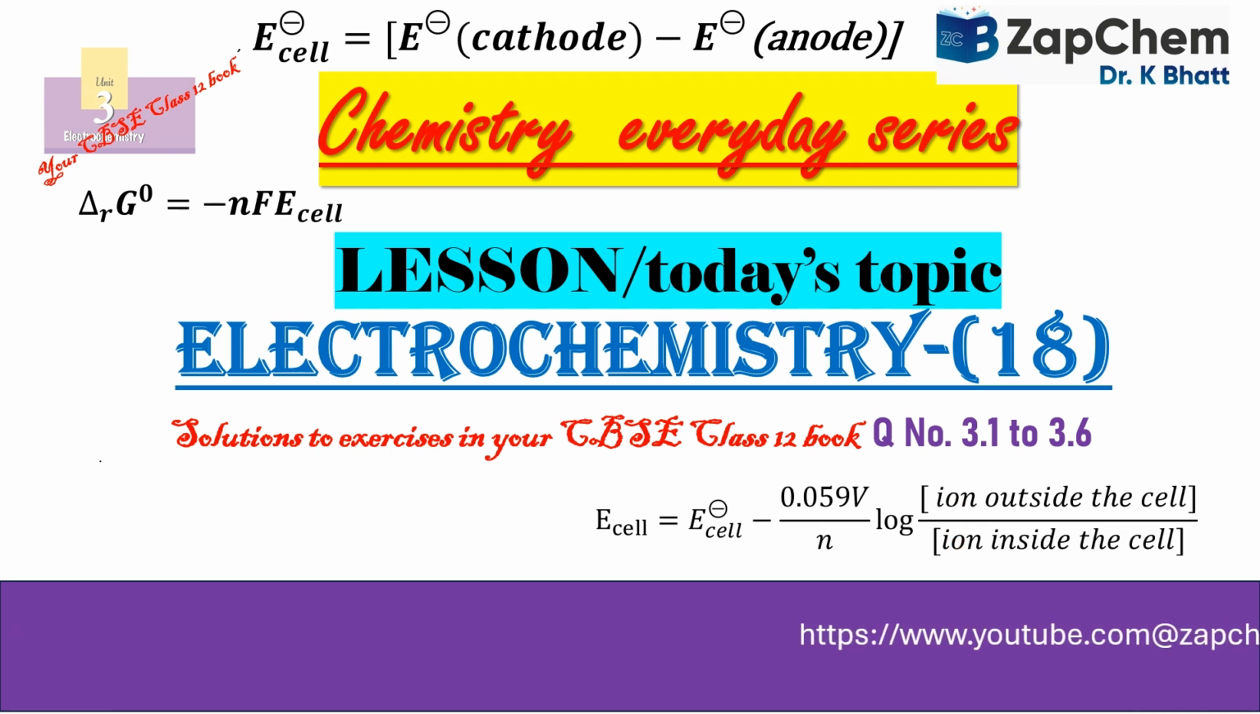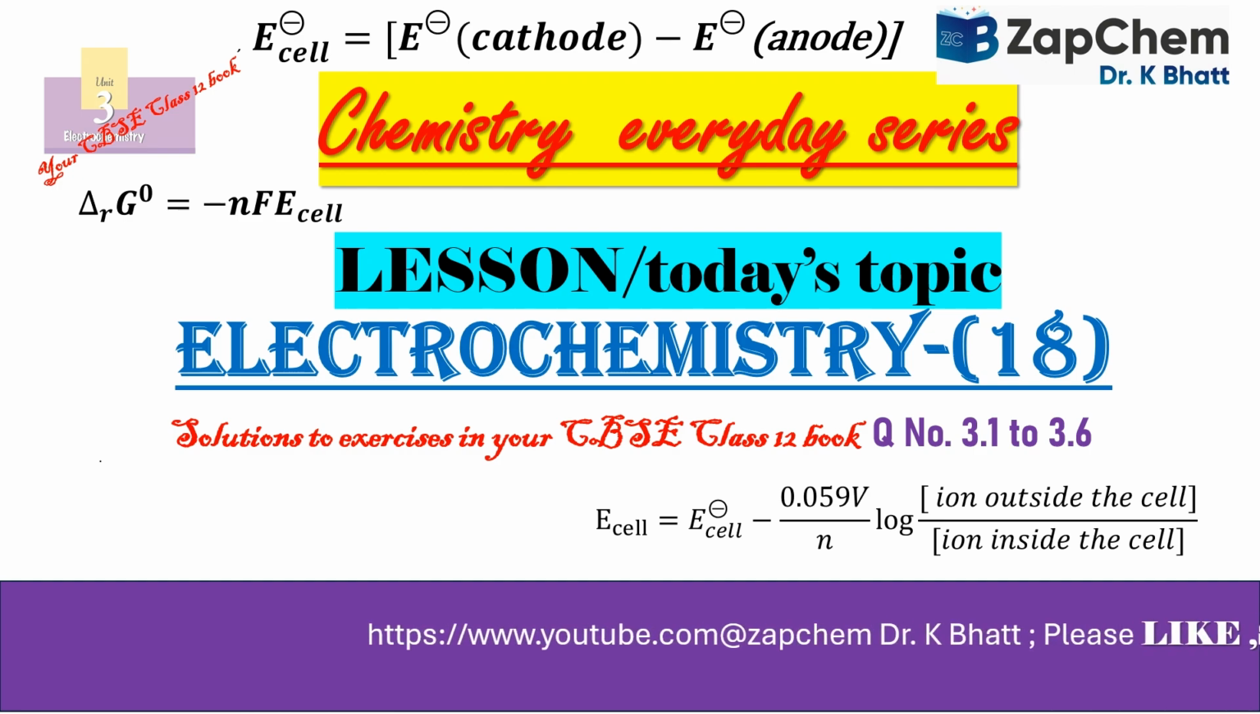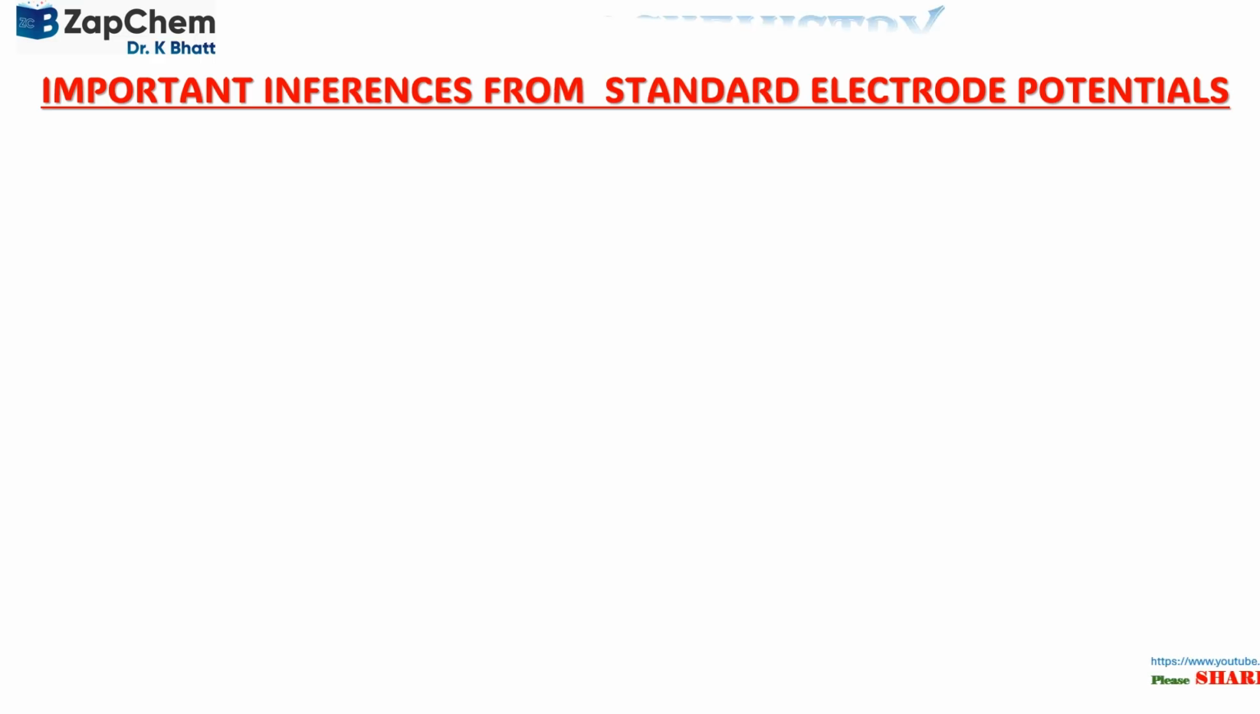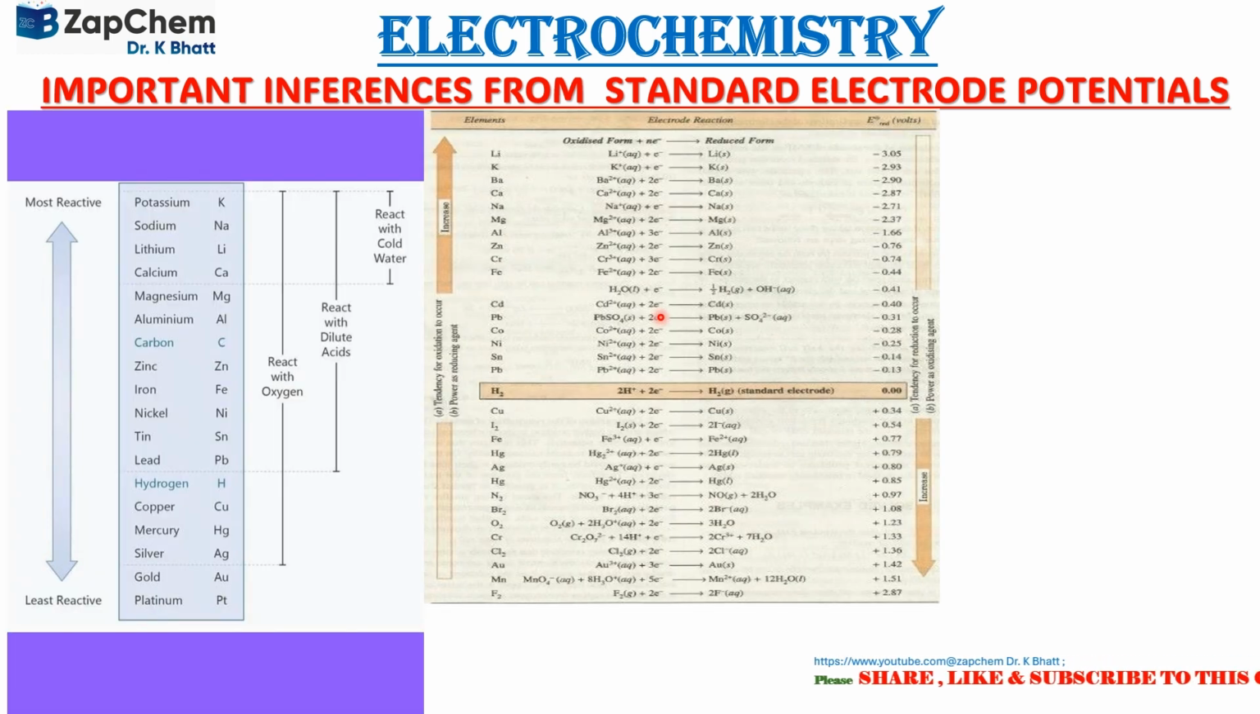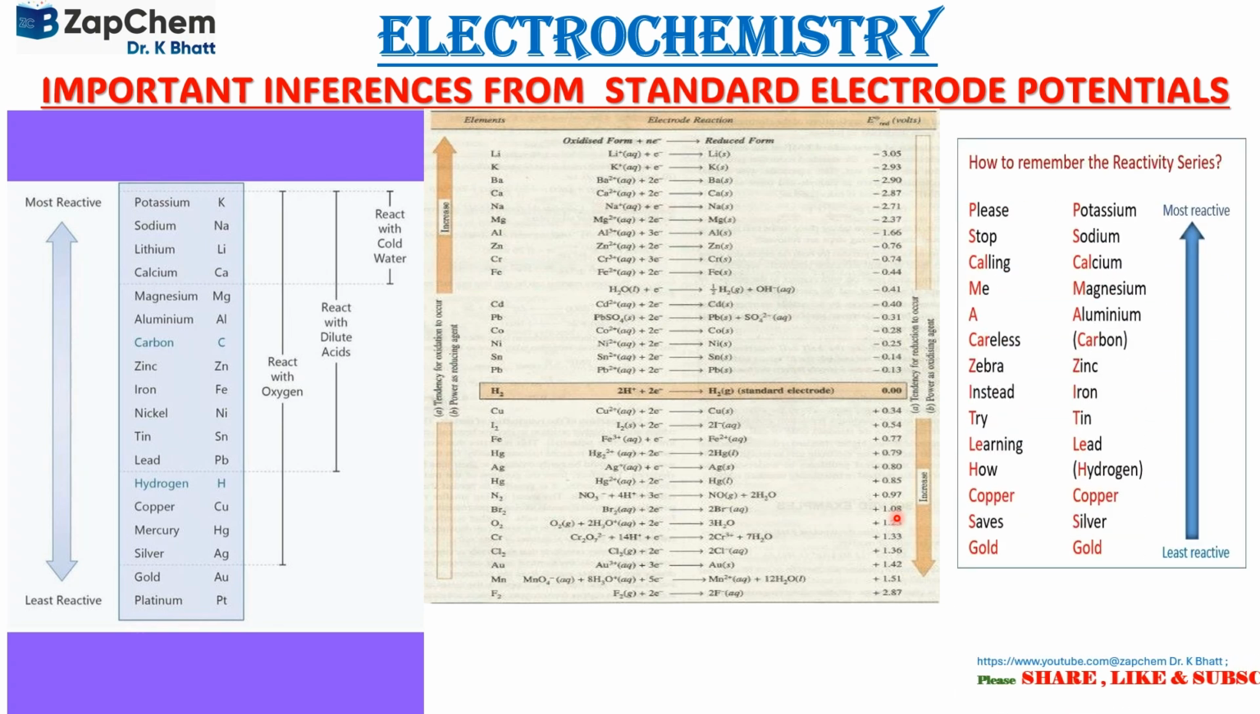Next, over and above, we need to go through what is known as inferences from a standard electrode potential, which we have already learned. We can make out an idea about certain questions relating to the standard electrode potential, and we have to find out the proper electrode potentials of every substance, all the metals. And here is how we can learn, in short, the electrode potential.